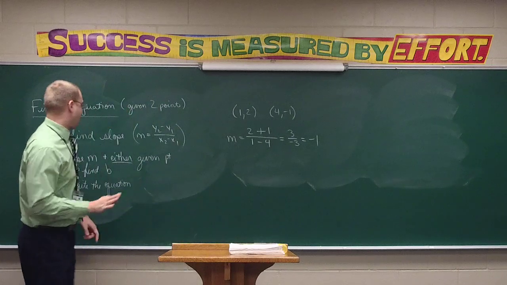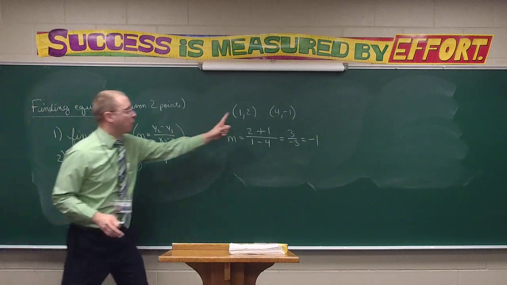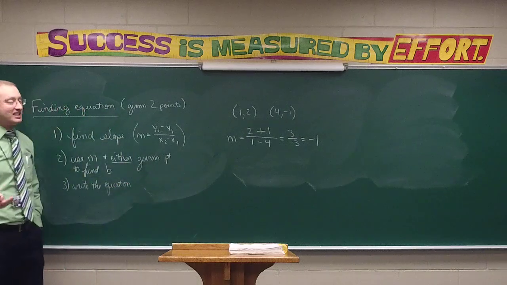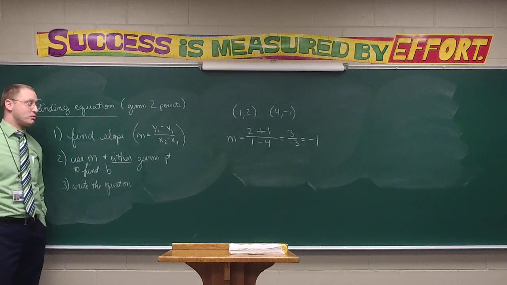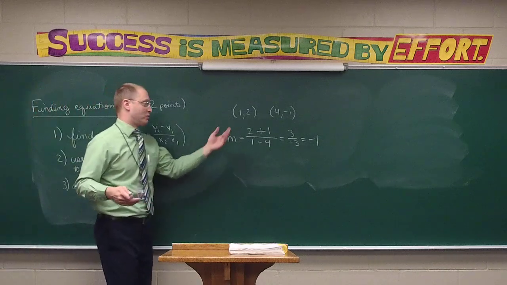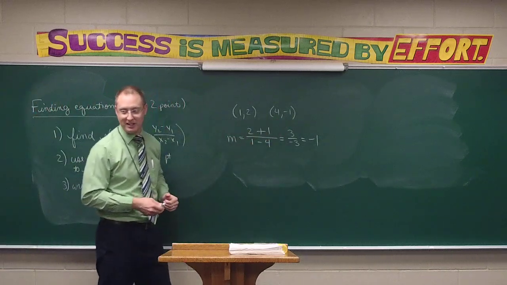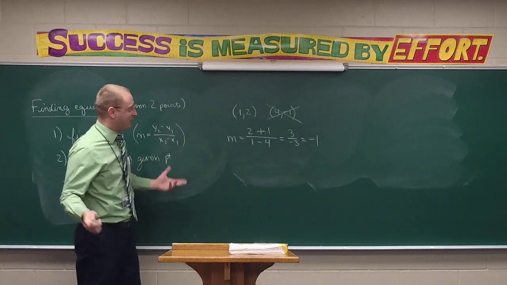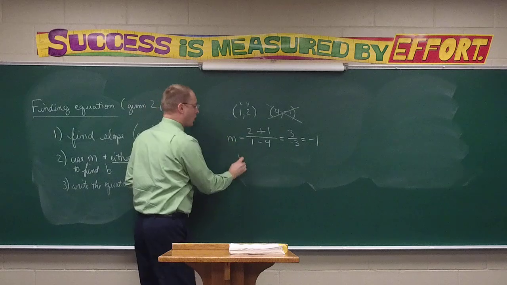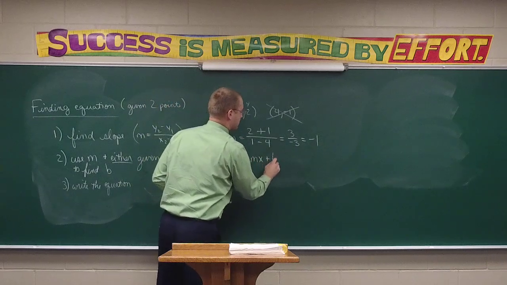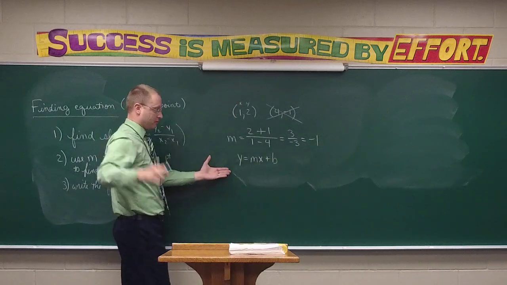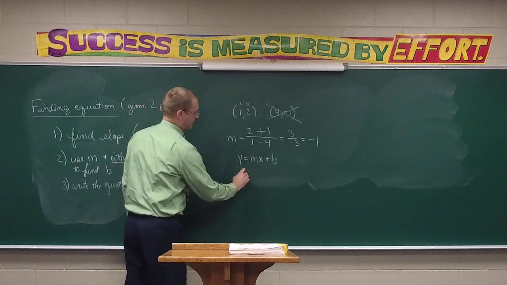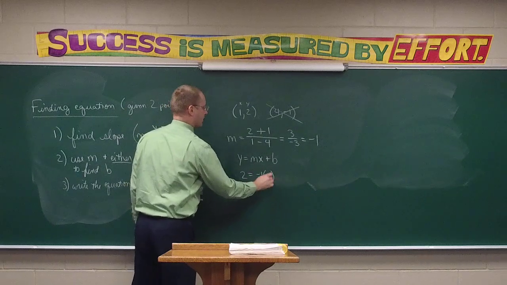Now at this point, I'm going to use that slope and one of my 2 points to do what we were already doing. The nice thing is, if one of the points is ugly, you ain't got to use it. So Abby, which point would you like to use? 1, 2 or 4, negative 1? 1, 2. Yes. All right, good. Lazy, I like it. Pick the easy point. You got your x, you got your y. We're going to go back to y equals mx plus b, and we're going to plug in our numbers.